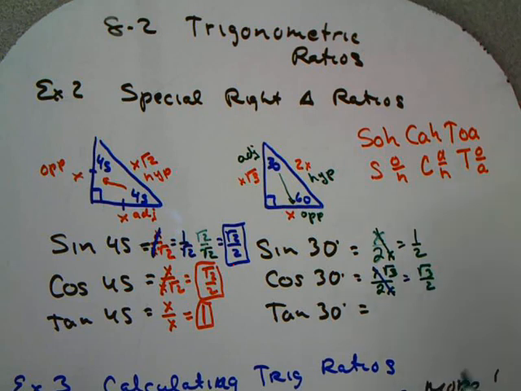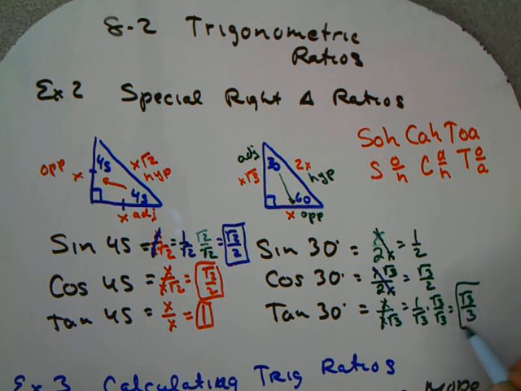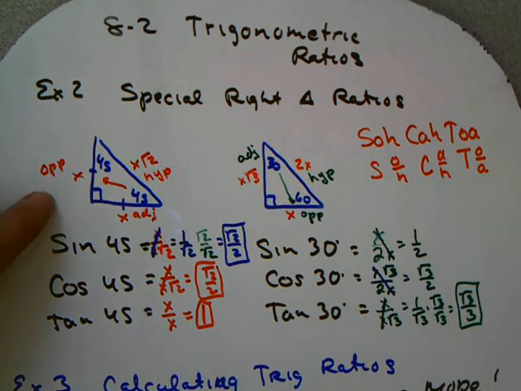The tangent of 30 degrees, TOA, is the opposite over the adjacent leg, x over x square root of 3. Those reduce to 1 over square root of 3. Now I need to rationalize my denominator, and that gives me square root of 3 over 3 for that answer. So hopefully you can see how this is done. Use your ratios, use the special right triangles, and you're going to be fine with those.